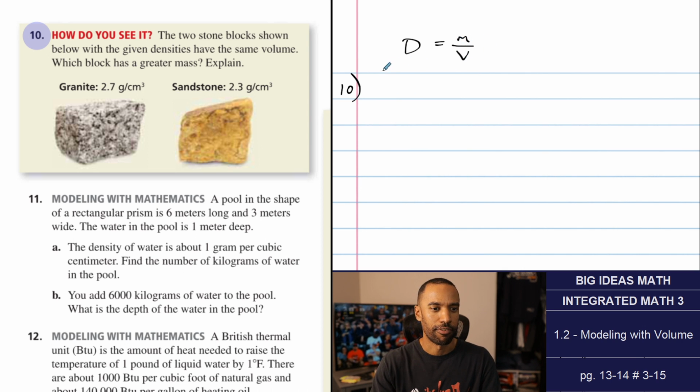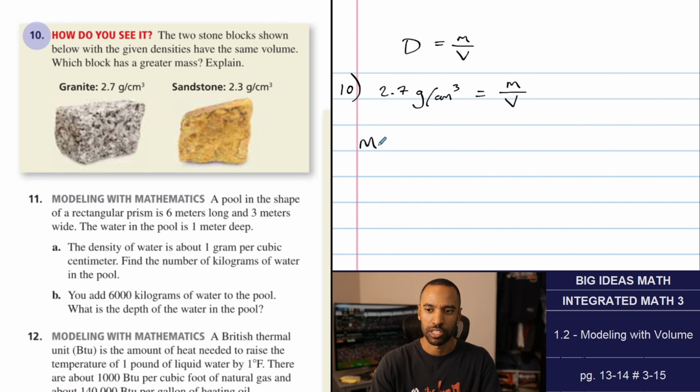They have the same volume. And here we have 2.7 grams per cubic centimeter for granite. And this is mass over some volume. So the mass of granite is going to be mass of G over volume. Mass of G is 2.7 times some volume V.